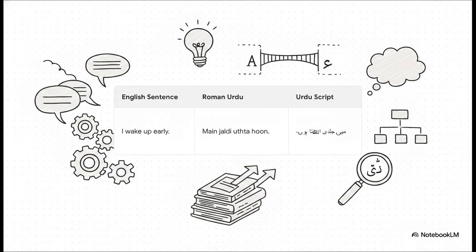To actually deliver this vocabulary, the prompt dictates a mandatory 3-column markdown table format. You have the English sentence on the left, the Roman Urdu phonetic translation right in the middle, and the traditional Urdu script on the right. This layout is brilliant because it perfectly bridges the gap between pronunciation and reading. If a student struggles to read the native script, the Roman Urdu acts as a phonetic safety net. But if they want to confirm the exact phrasing, the native script is right there to ground it. It's just an incredibly clean structural way to process multi-layered linguistic information all at the exact same time.